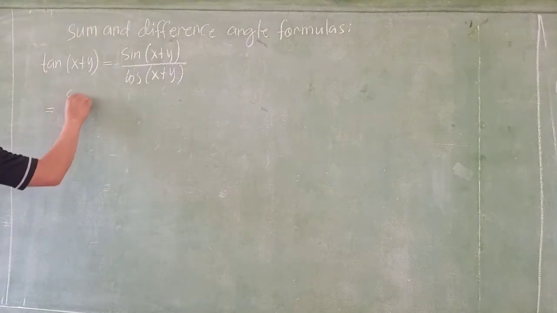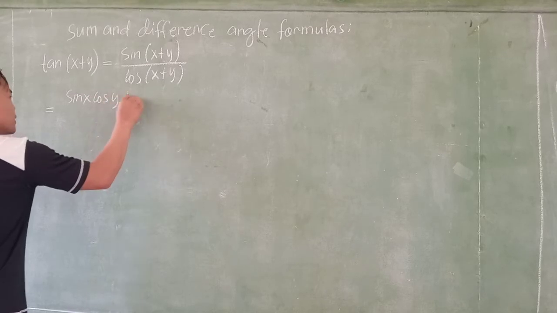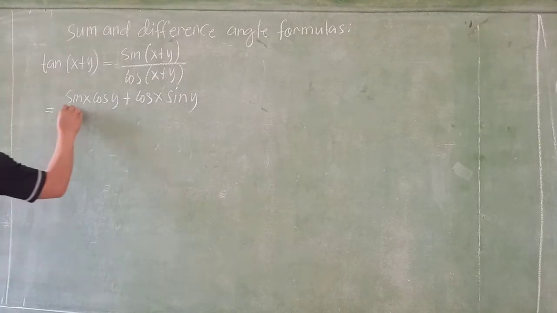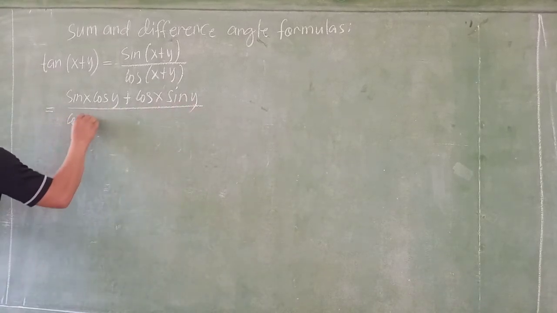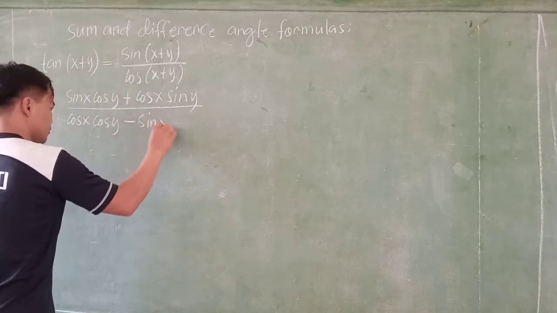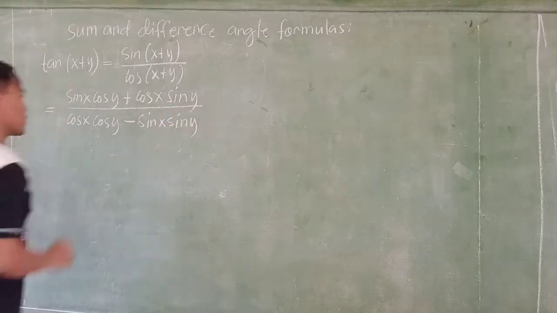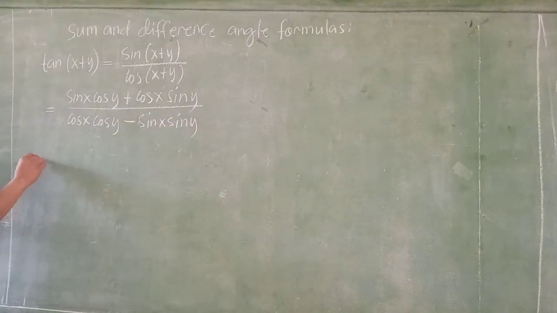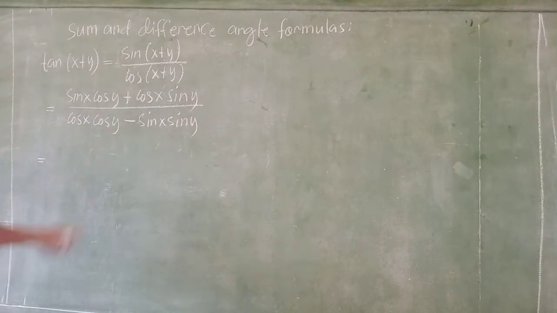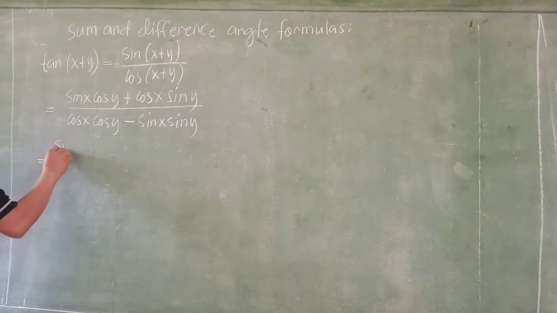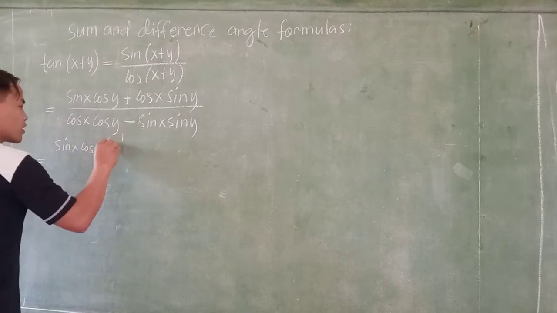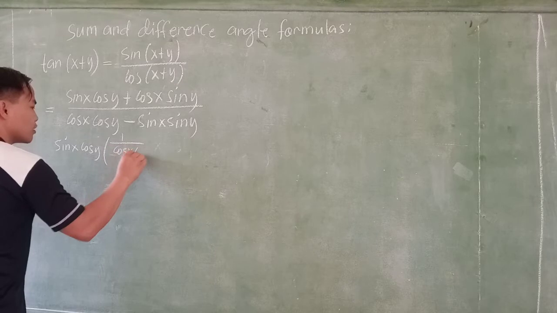That will become sine x cos y plus cos x sine y over cos x cos y minus sine x sine y. After that, we will multiply each term of the numerator and denominator by 1 over cos x cos y. So we have sine of x cos y times the quantity of 1 over cos x cos y.